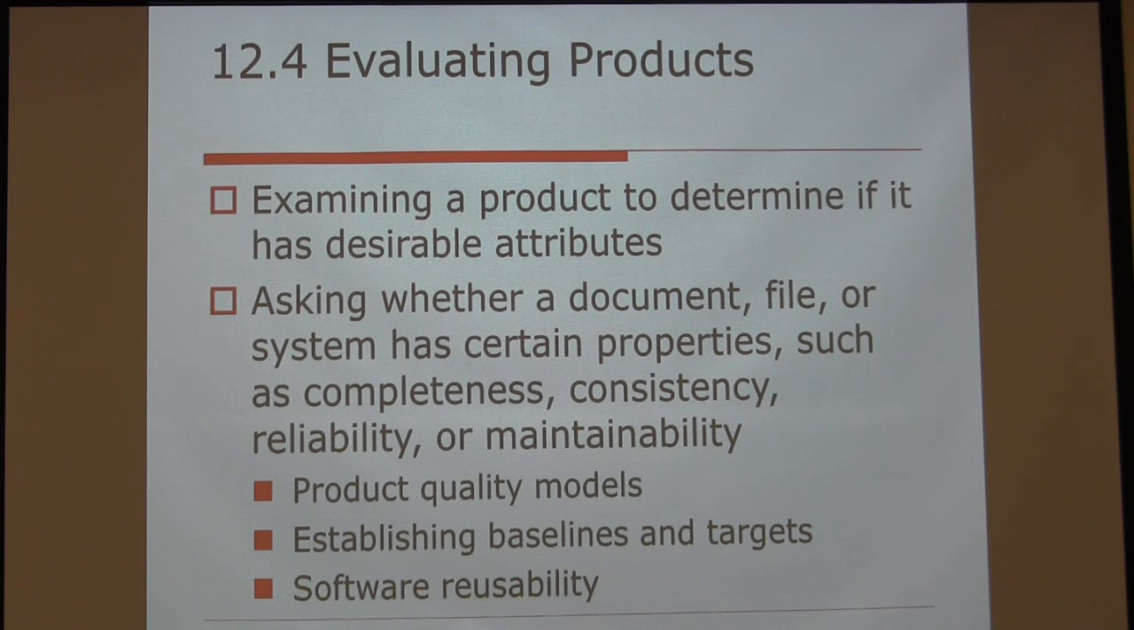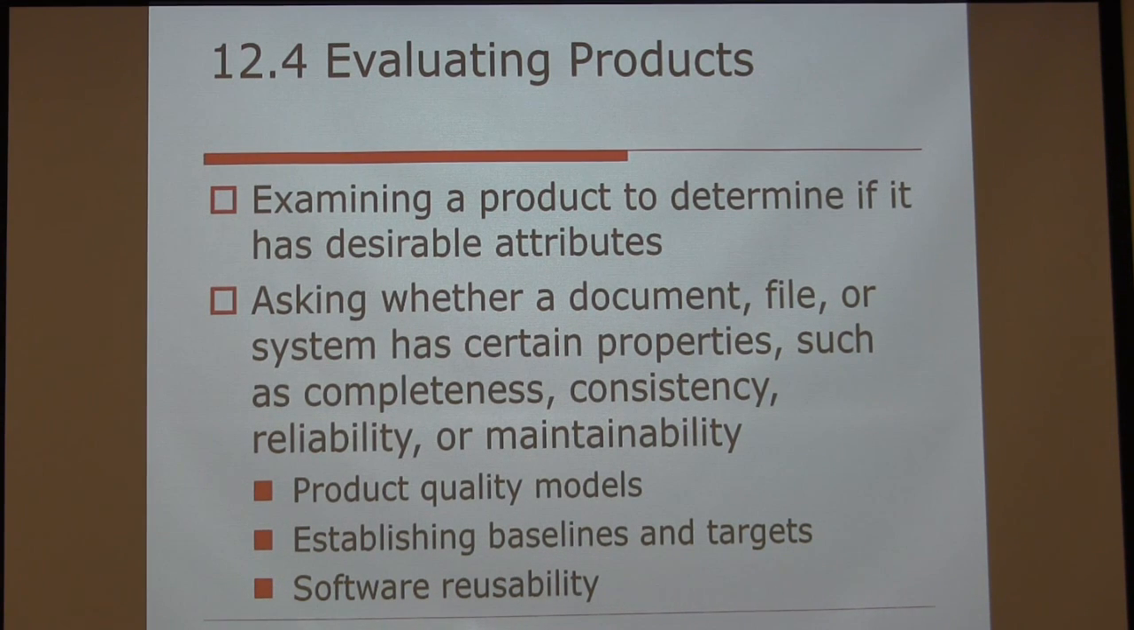So evaluating products, examining a product, determining if it has desirable attributes, asking whether a document, file, or system has certain properties: completeness, consistency, reliability, and maintainability. We'll see this in a minute in more detail. We're going to look at product quality models, baselines and targets.